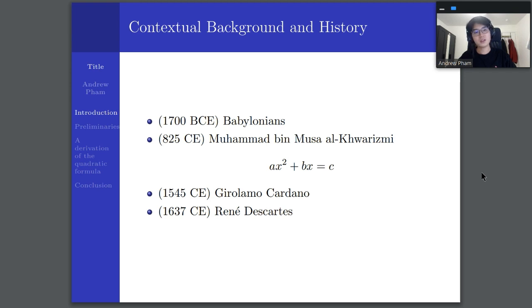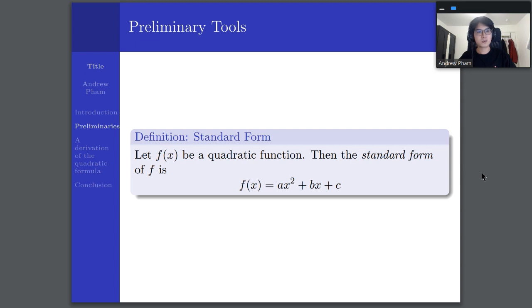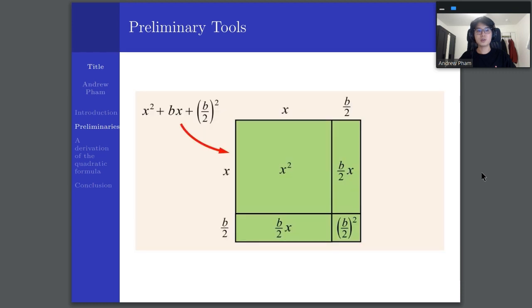So with that in mind, let's go over some preliminary tools that will assist us in our journey to deriving the formula. First will be defining what a standard form is. Let f be a quadratic function. Then the standard form of f is given by ax squared plus bx plus c, where a, b, and c are all real numbers. All right, that's one.